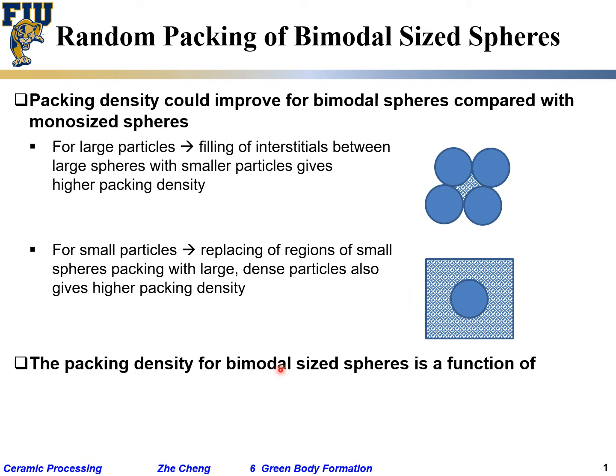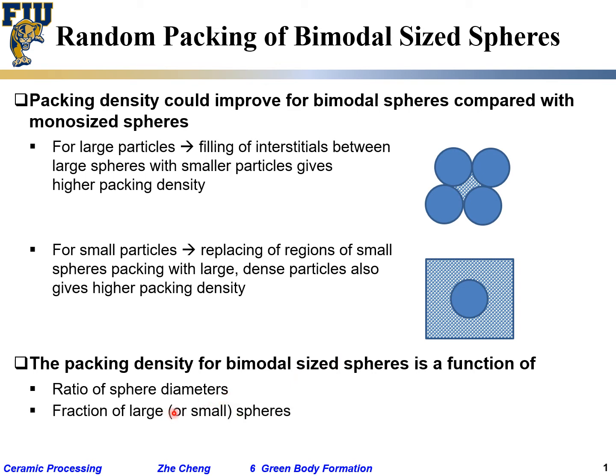The packing density for bimodal size spheres is a function of how densely they can be packed. It's a function of the size ratio between the spheres. Make sense? The extreme case is where the other particle is just a similar size, slightly smaller, but then I'm not getting much benefit. You imagine the smaller particle is just barely smaller than this. Then in that case, I'm not really taking any advantage of these two effects. Make sense? So the ratio definitely matters.